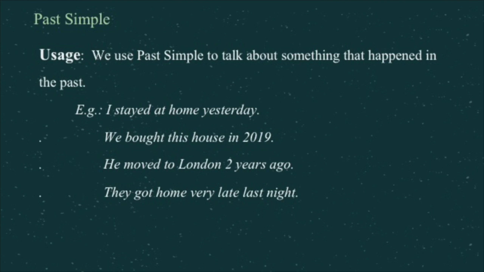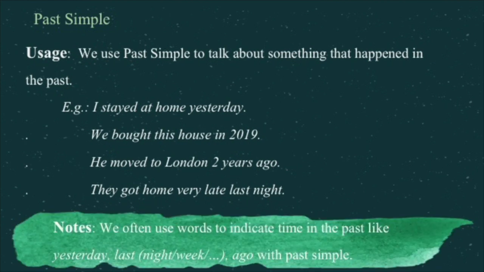You can see yesterday, ngày hôm qua, in 2019, 2 years ago, 2 năm trước, and last night, tối qua, are time in the past. So we have to use past simple in these sentences. Yesterday, last, and ago are also some words that you can often see in the past simple sentences.